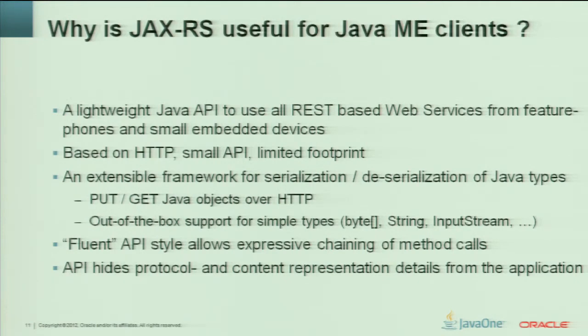JAX-RS defines out-of-the-box support for simple types, so it supports byte arrays, strings, and input streams, but it's powerful enough to support generics and array types and arbitrary collections of objects. It supports a fluent API style. I'm going to talk about that a little bit later. It allows a very expressive way of chaining method calls into a combined statement which has a lot of expressiveness in a single line. The API hides protocol and content representation details from the application.